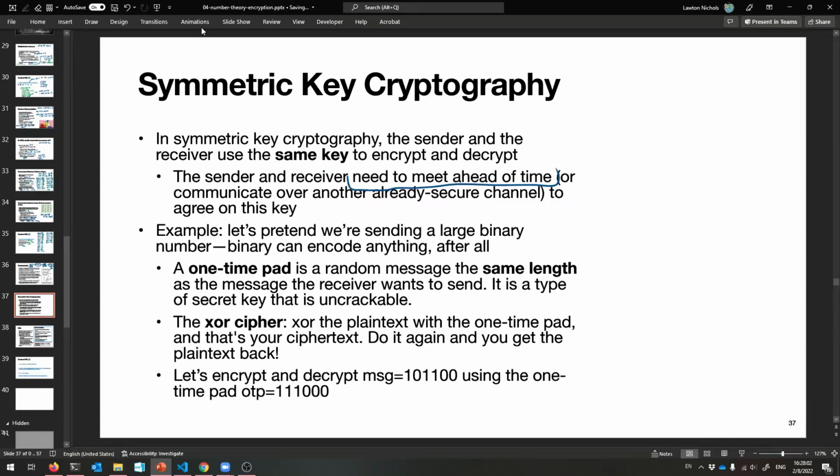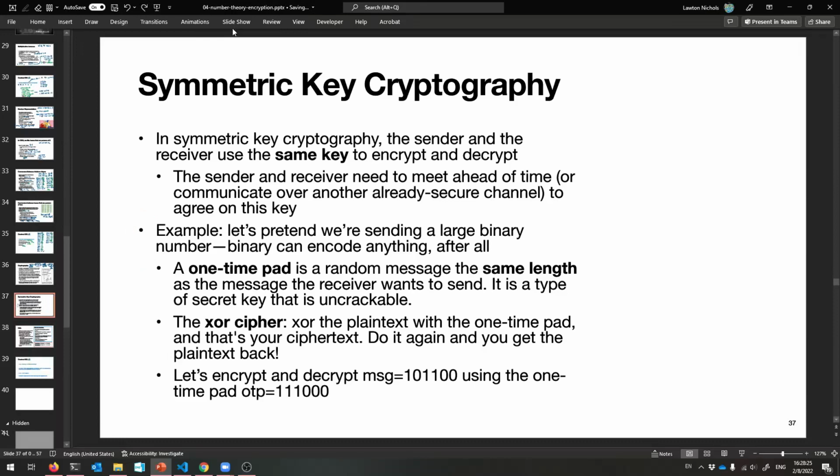You need to exchange that same special fancy number or decryption protocol. They need that same key on both of their ends, okay? To make sure that they agree and that they'll be able to understand each other, okay? So here's an example. Let's pretend we are trying to send a very long message to somebody.